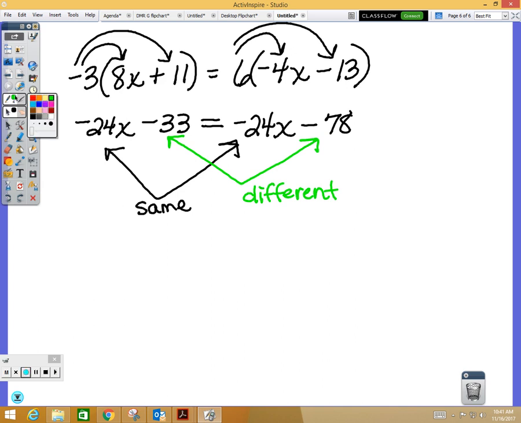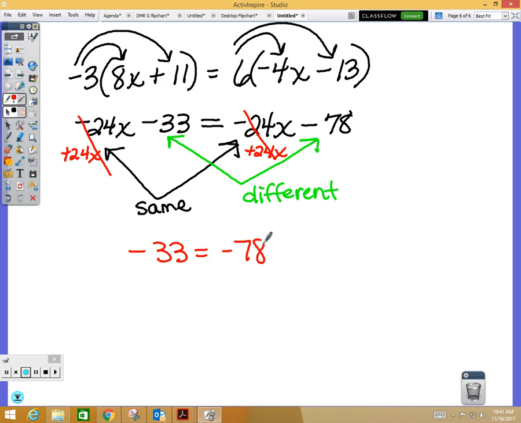Because what happens is, if I were like, okay, I'm going to solve this to get rid of negative 24x, I'm going to add 24x, add 24x. Well, that's gone, and I get negative 33. Over here, that's gone, and I get negative 78. Negative 33 doesn't equal negative 78, so that's impossible. So the answer would be no solution. There is no number in the world that you could put in there for the x that would work.